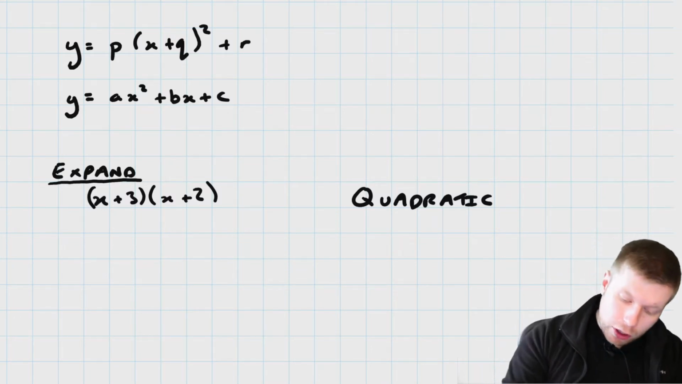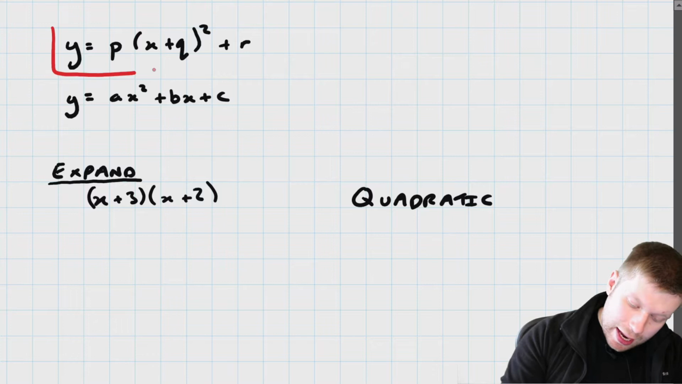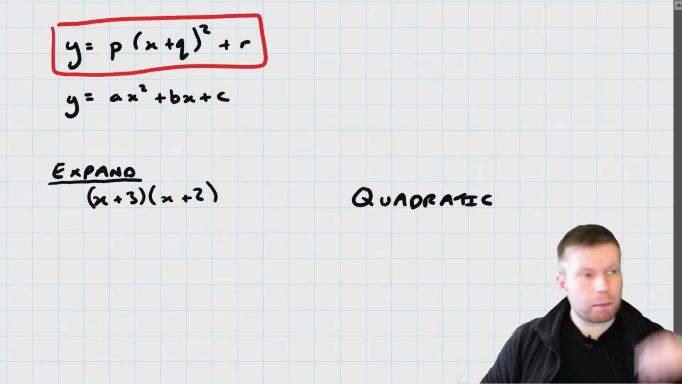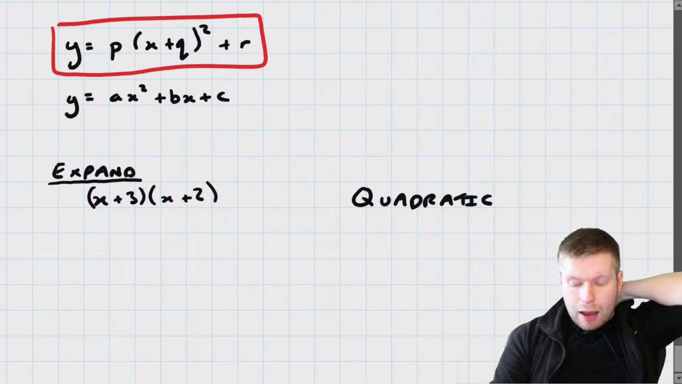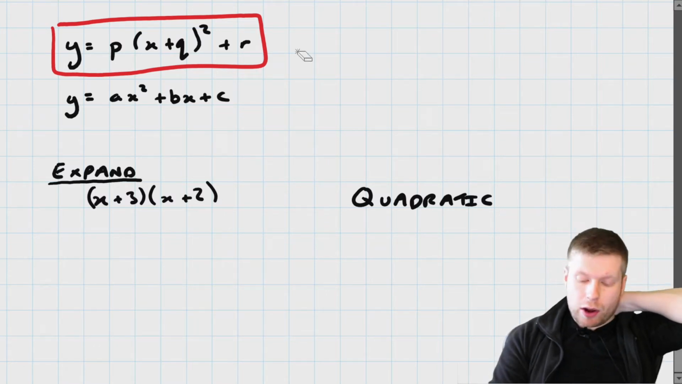Okay, and we said, well look, if we get given the quadratic in this form here, and remember we call this completed square form, this is really helpful for finding the vertex, okay? And we can also find the intercepts as well in this form.